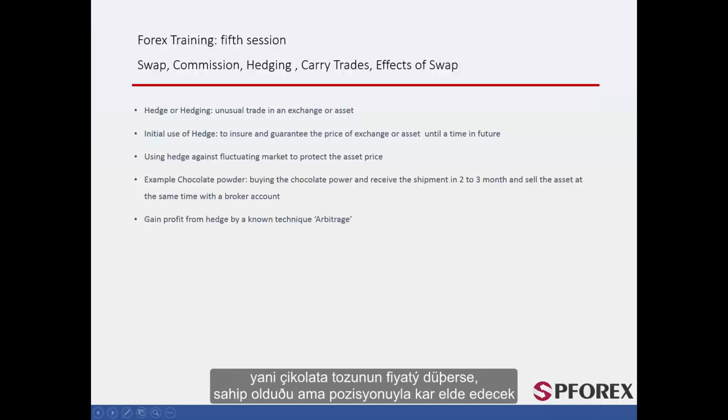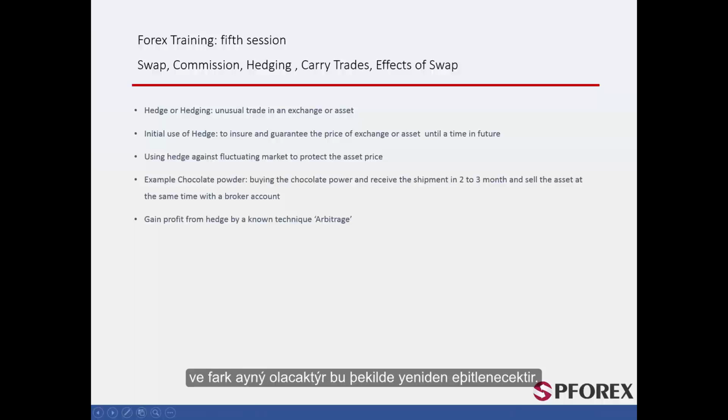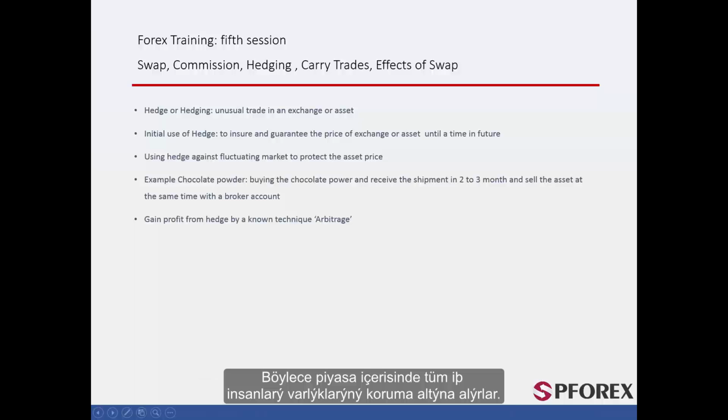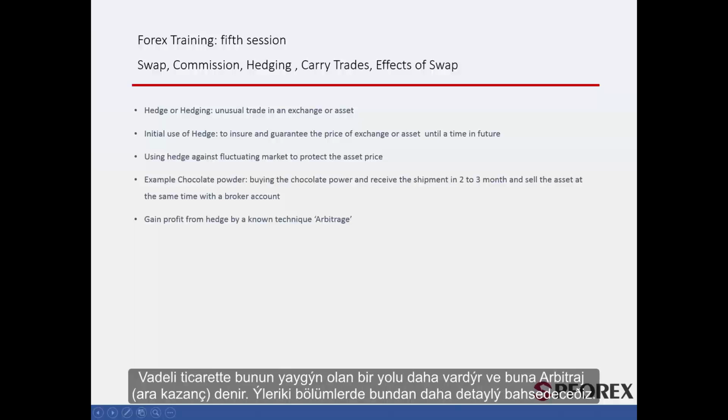If the price of the chocolate powder drops, the buying position that he has will make a profit, and again their difference will be the same and he will break even again. In this way, all businessmen can insure their assets within the market. There is also another way, called arbitrage, which is popular in future trades. We will talk more about this in further sessions.